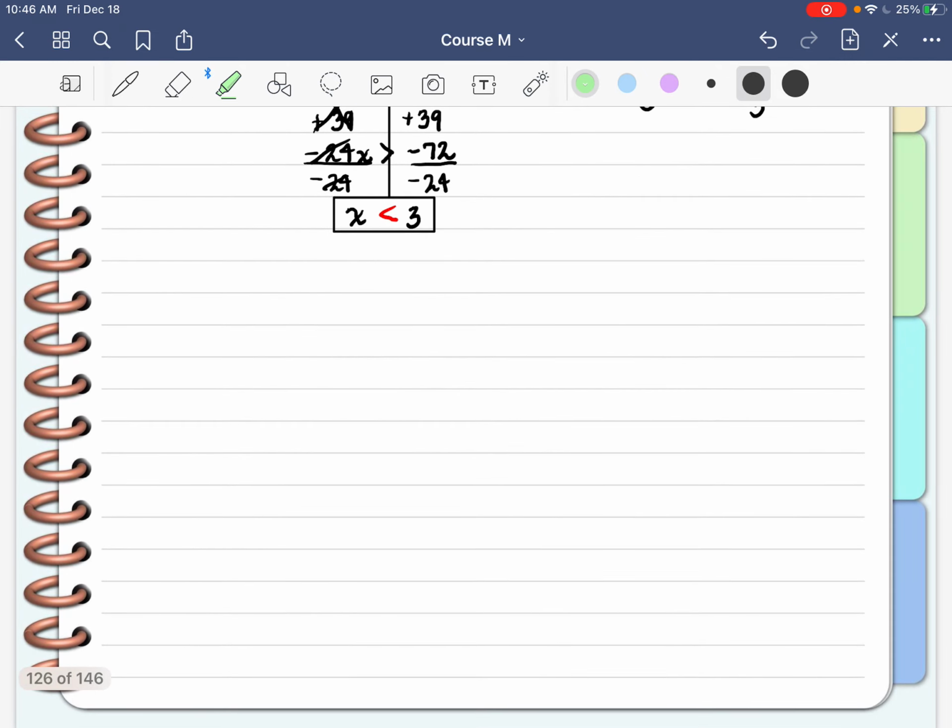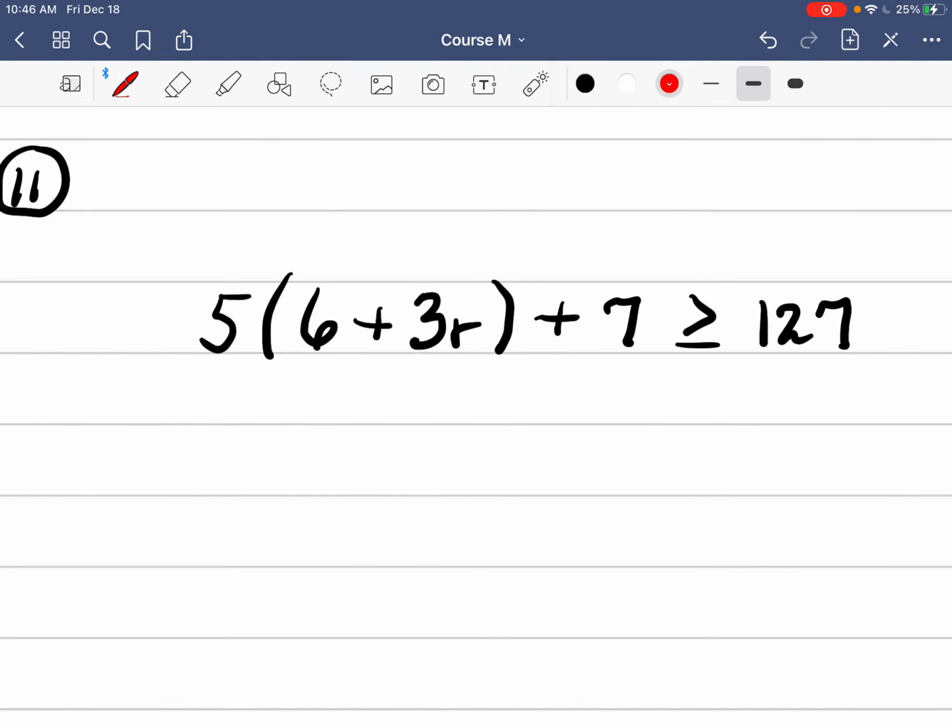Okay, number 11. I have 5 parentheses 6 plus 3r parentheses plus 7 is greater than or equal to 127. So let's get rid of parentheses before we do anything else.